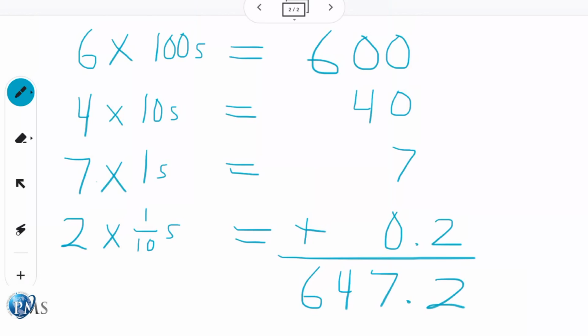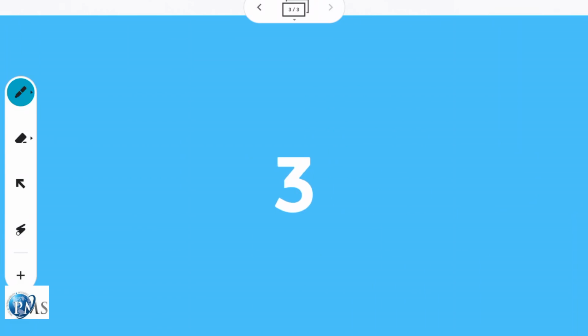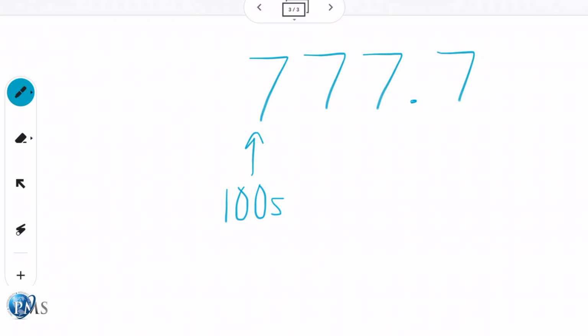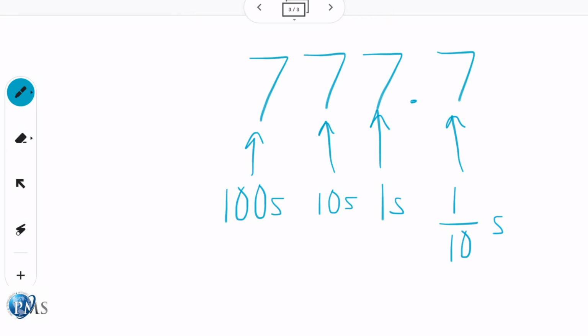Okay, continuing with place value, we could look at a different example. Say we have the number 777.7. Remember from last time that each of these numbers has its own place value. So of course the first 7 here, that's our hundreds. The next one is tens, ones. These are tenths. So we're getting into fractions and decimals.